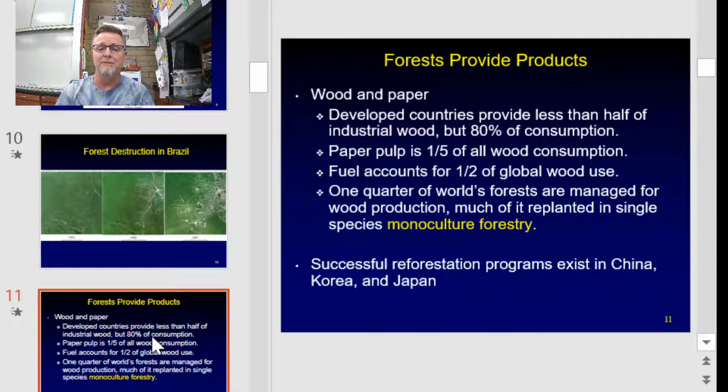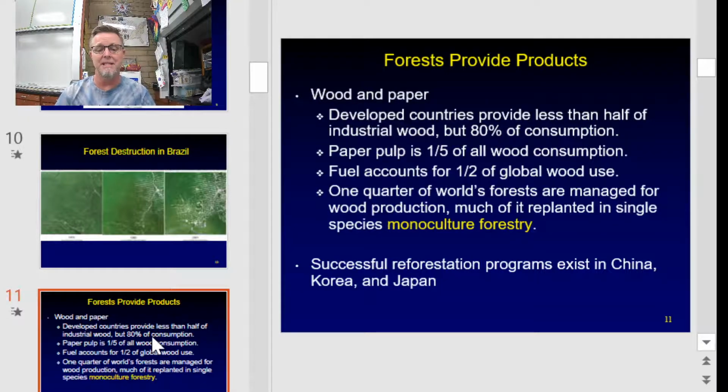A quarter, right? A fourth. That's a massive amount of wood. Much of the wood is replanted in a single monoculture forestry strategy that I showed you in our deforestation lectures. So I don't want to rehash something we already know, but taking old growth forests and replacing it with monoculture, that's not sustainable. If you plant monoculture and something makes one tree sick, it's gonna make all the trees sick.